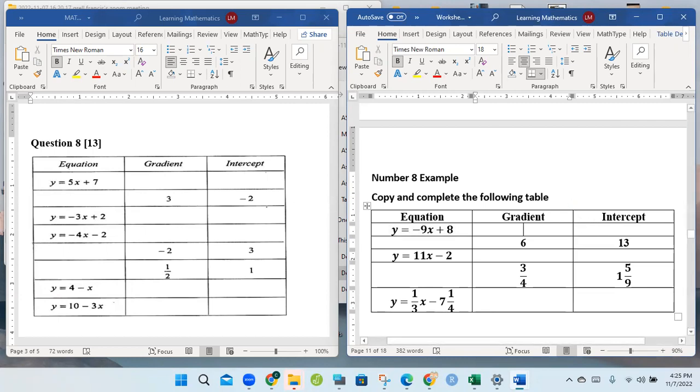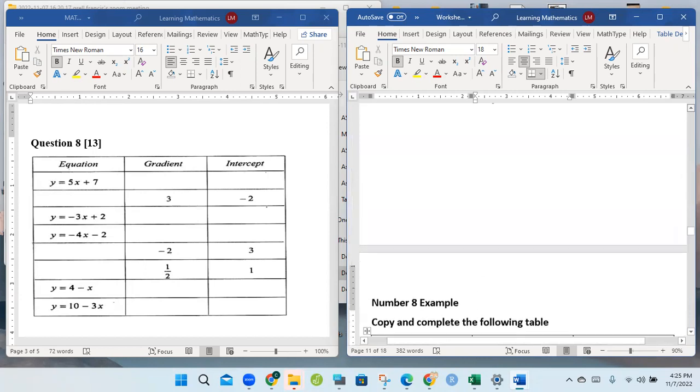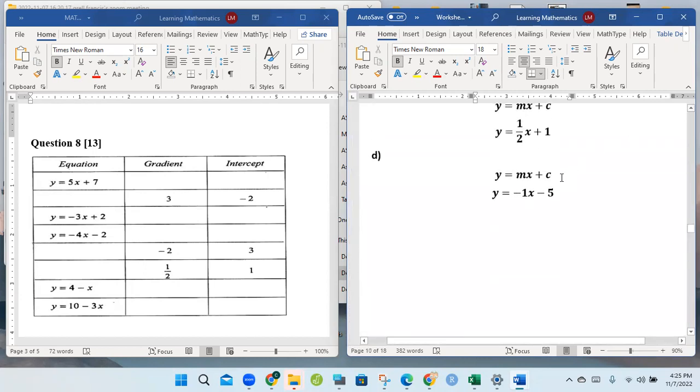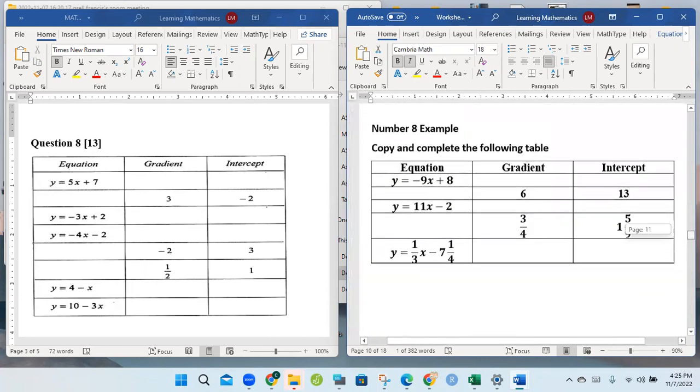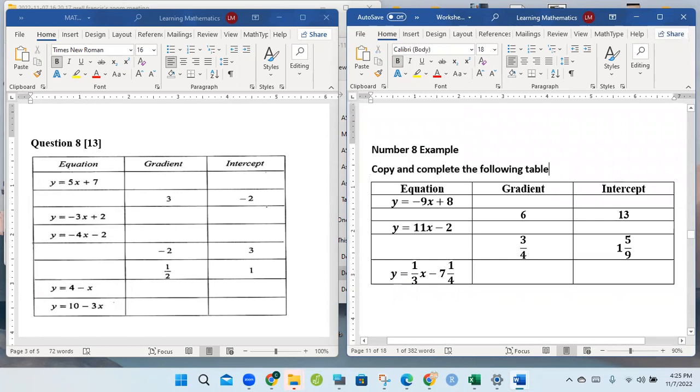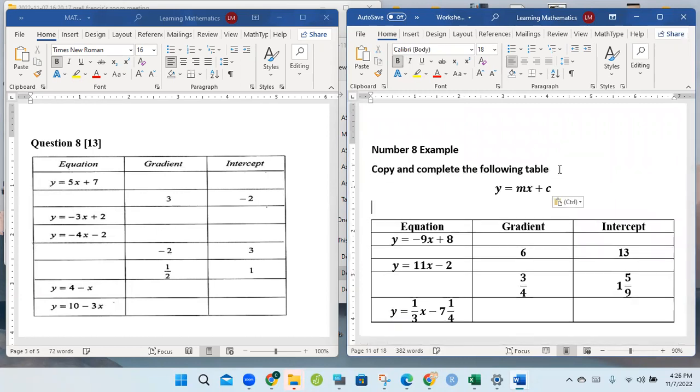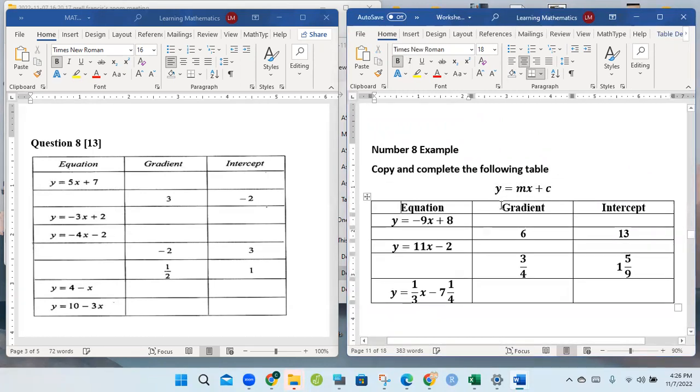Never forget the general form of a linear equation, where y is the subject of the formula: y is equal to mx plus c. Once y is the subject, the number that is in front of the x is the gradient, and the number by itself is the y-intercept.